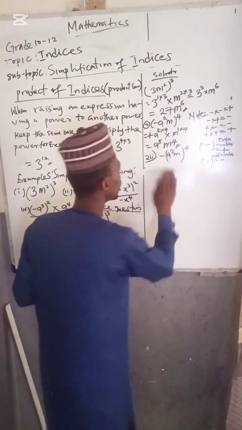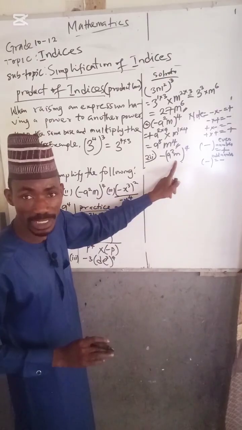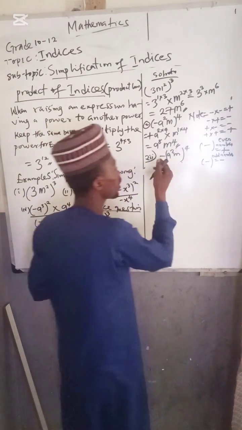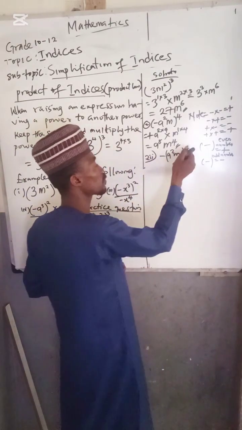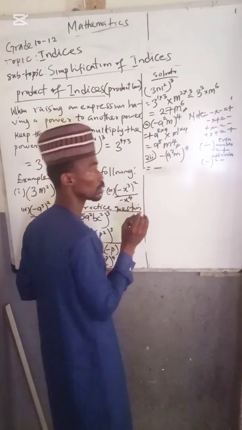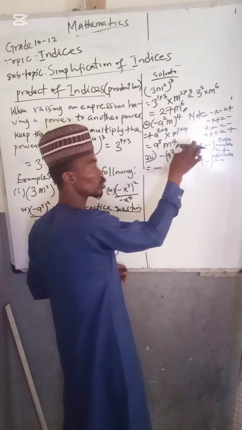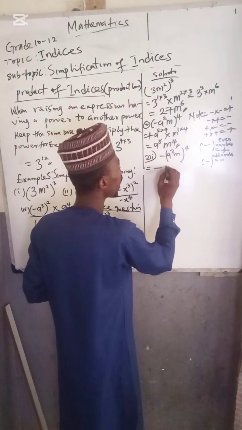Now, let's look at it. Here, this minus is outside the bracket before the power. Since the minus is outside the bracket, it means this 4 does not have effect on it. Therefore, our answer will be minus. Then, a raised to power 2 and m are inside the bracket, so this 4 has effect on them. So we have what?